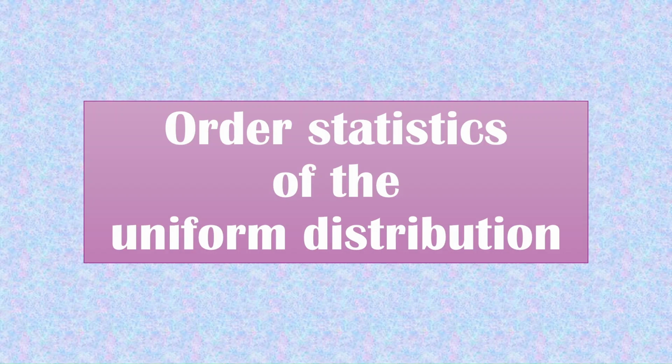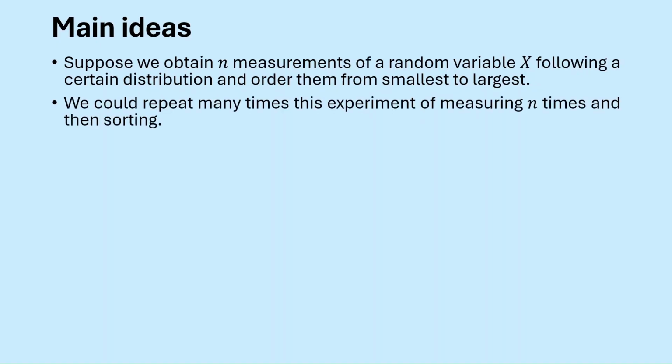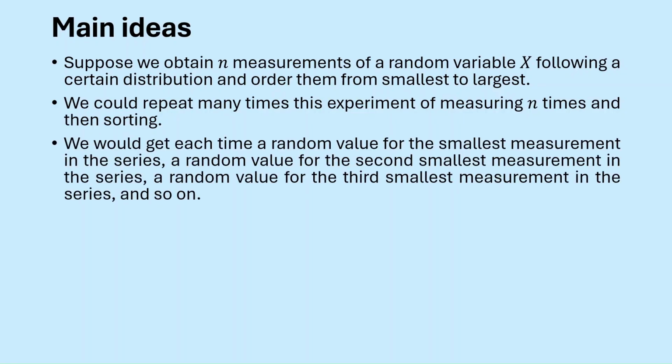In this video, we're going to study the order statistics of the uniform distribution. First, some basic ideas around this concept. Suppose we obtain n measurements of a random variable x following a certain distribution and order them from smallest to largest. We could repeat many times this experiment of measuring n times and then sorting.